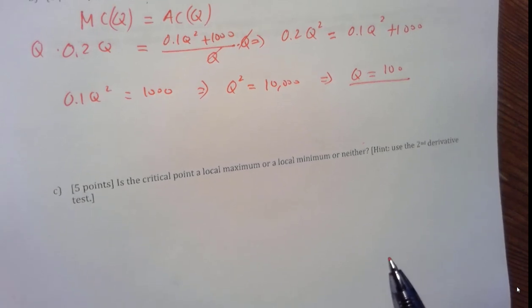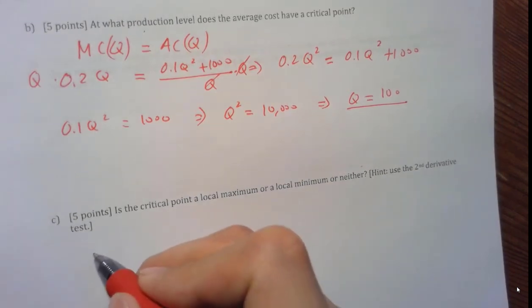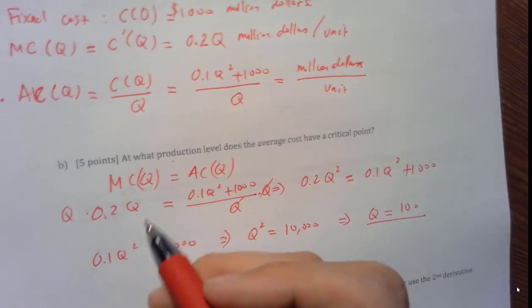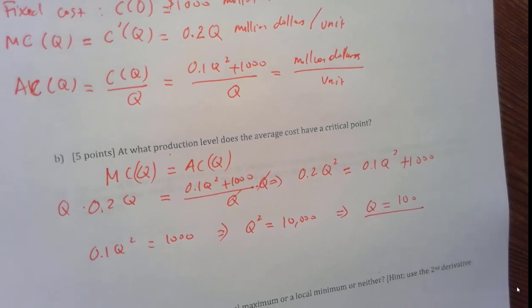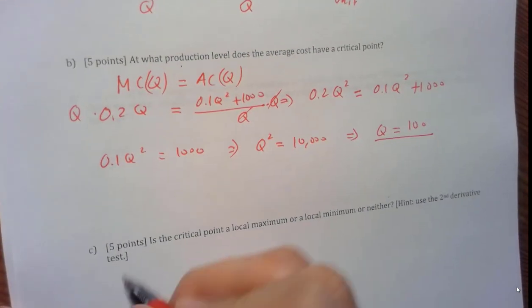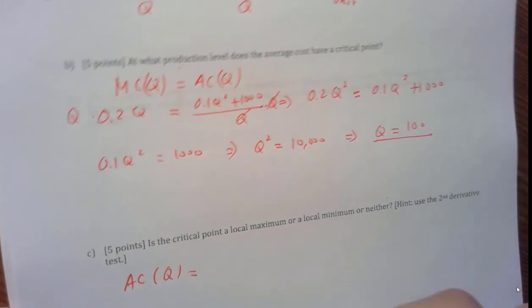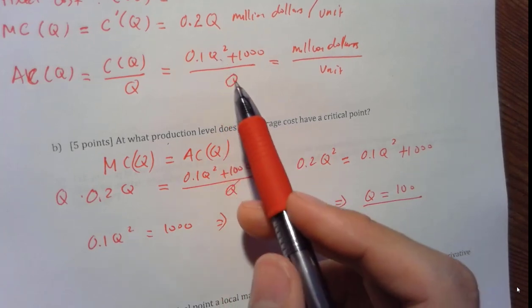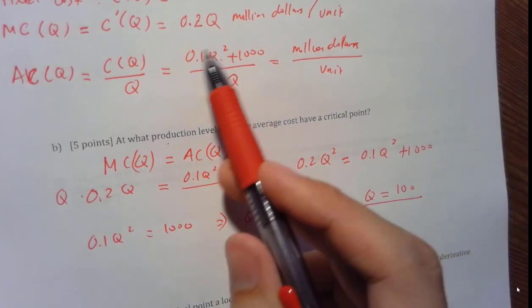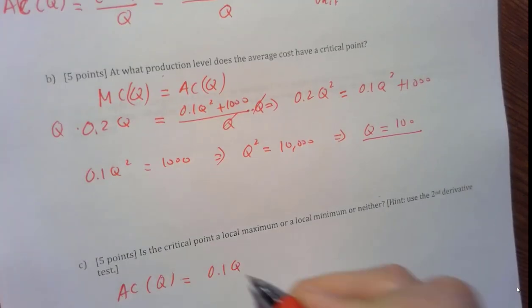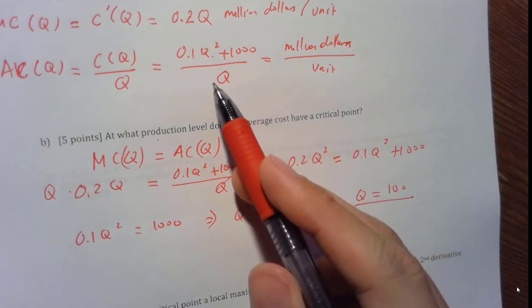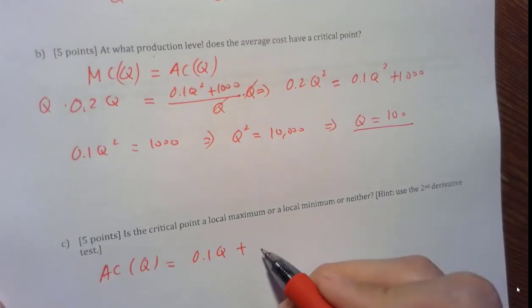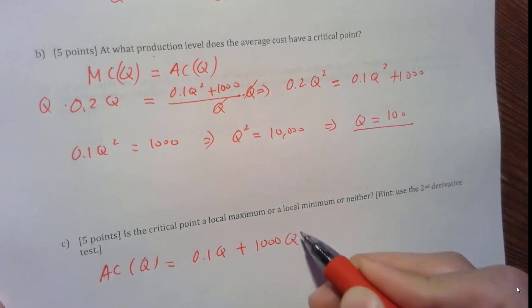Now we have the AC, the average cost. This is the function for AC. So let me rewrite AC here. AC of Q: if I divide the first term by Q, I get 0.1Q, and the second term is 1000 divided by Q, which is 1000 over Q, and I can bring the Q up to the top, putting in the -1.